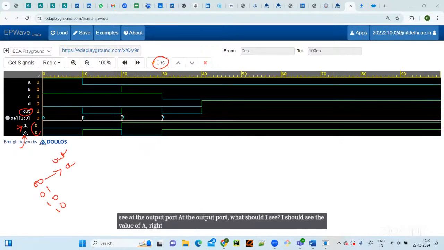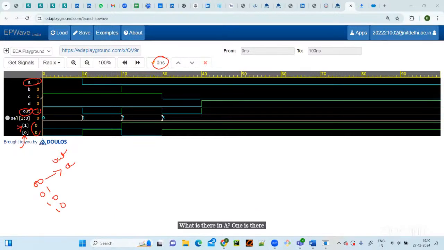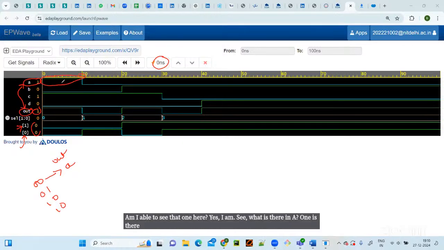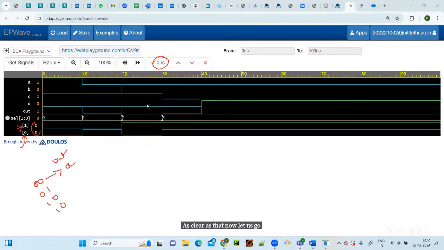What is there in A? 1 is there. Is that 1 captured to the output? Am I able to see that 1 here? Yes, I am. Yeah, that is what I can see here. From here to here, the output is 1. As clear as that. Now, let us go to the second observation point.